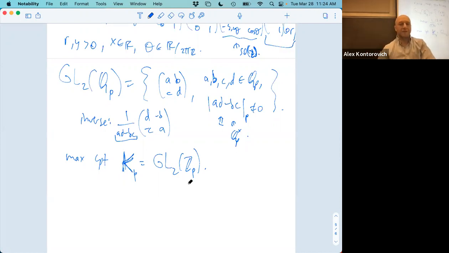One over P times ZP. You're saying ZP as an additive subgroup of QP. So 1 over P times ZP is still a copy of ZP. It's just a shift. But here, the action of GL2 multiplies and adds.